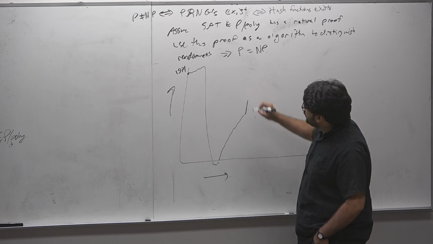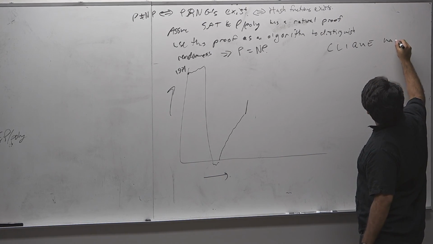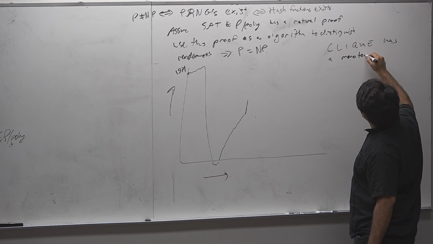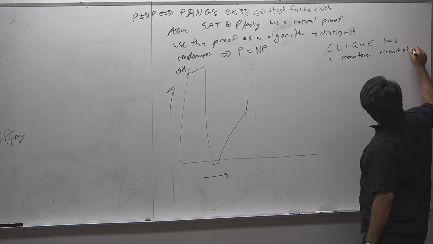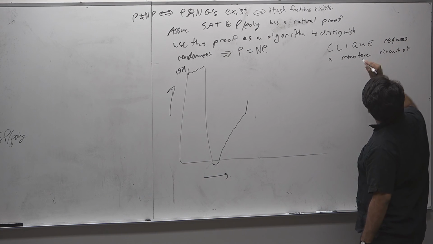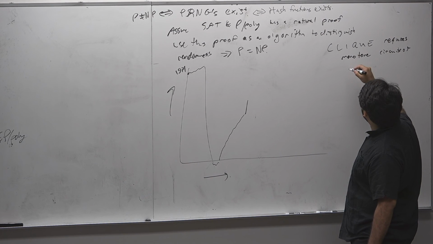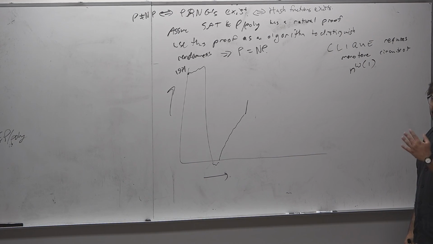In fact, Razborov was able to prove that clique requires monotone circuits of super polynomial size. Something bigger than polynomial, I forget exactly. It's not exponential, but it's like 2 to the log or something, right?